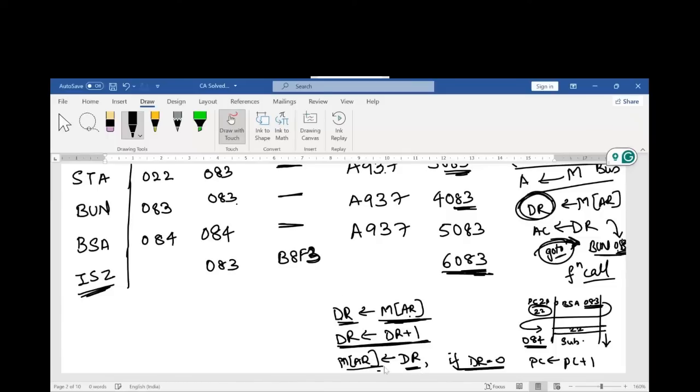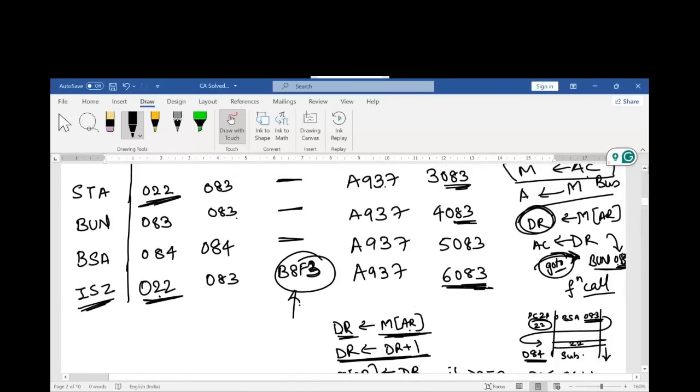Now this DR is restored back to memory, and here only we are checking if the value of DR is 0, then increment PC. What was our PC? After the fetch instruction PC is 0 to 2; initially it was 0 to 1, after the fetch it became 0 to 2. So after this it is checking, if DR is 0 then make PC 23. But is our DR 0? No, it is not 0 and hence we will not change the value of PC. The content of the accumulator is not touched, it is as it is, so it would be A937.